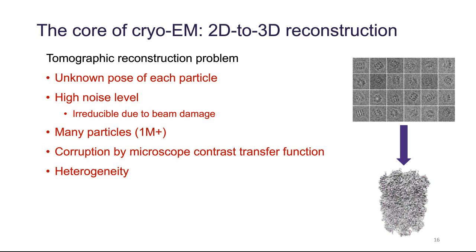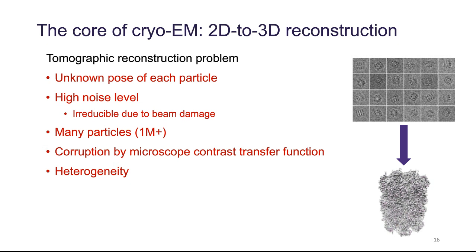Typical datasets contain millions of images that must be processed, and each image is actually only a partial observation due to the microscope's contrast transfer function, or CTF, which represents the destructive interference of electrons within the microscope. On top of all of that, each particle observed is not necessarily an image of the intended target. Heterogeneity in a sample can result if there are contaminants or multiple conformations of the target molecule.